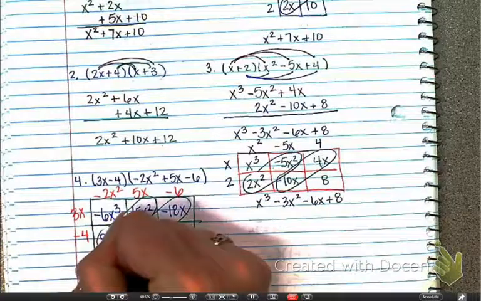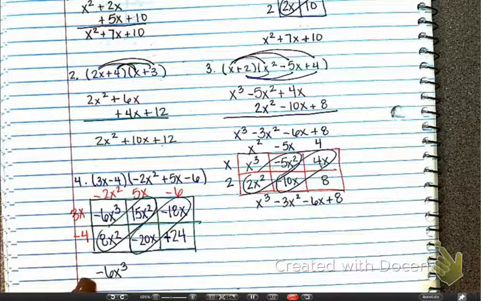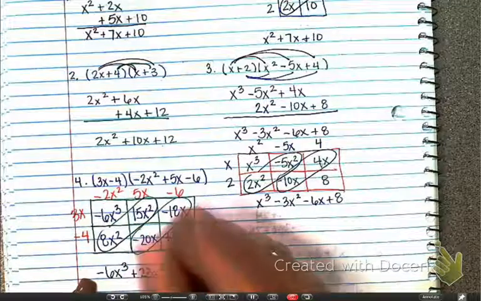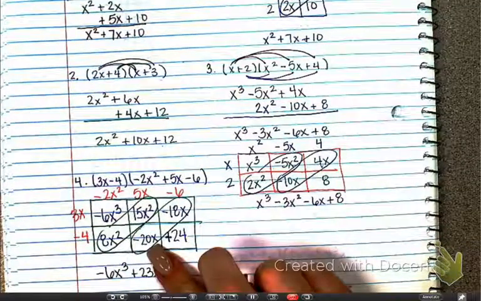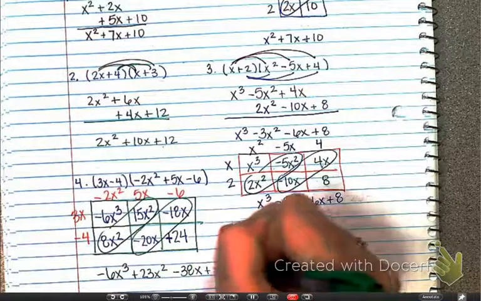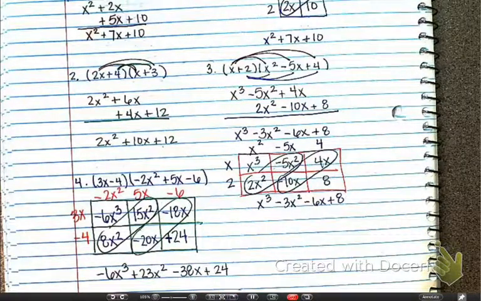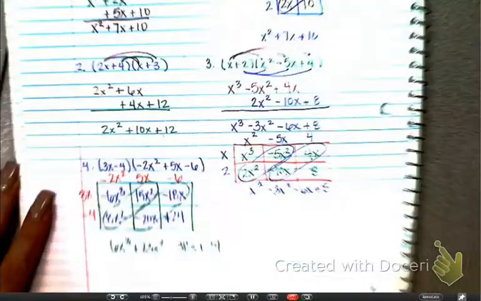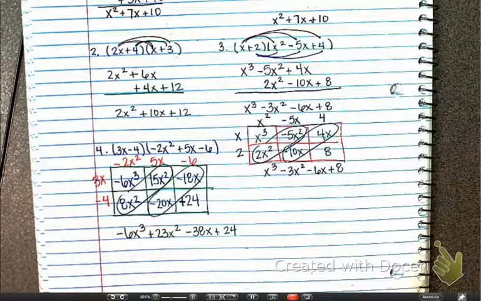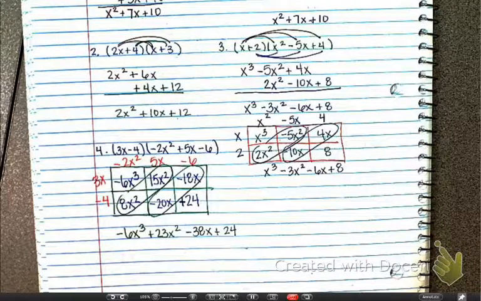Final answer is negative 6x to the third. 8 plus 15 is 23x squared. Negative 20 minus 18 is a negative 38x. And then I have that positive 24. I promise you, as soon as these continue to get larger, the box is more helpful. Unless you have not gotten any wrong using distribution. Okay, I promise it organizes it for you a little bit better.